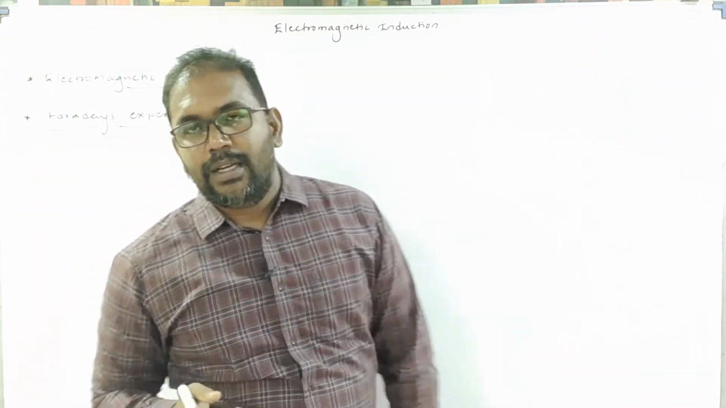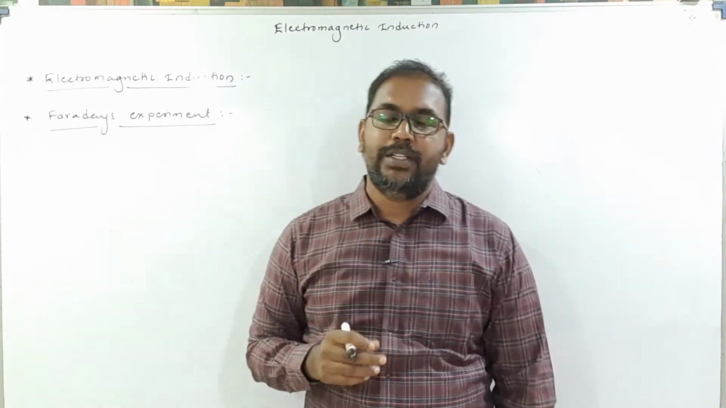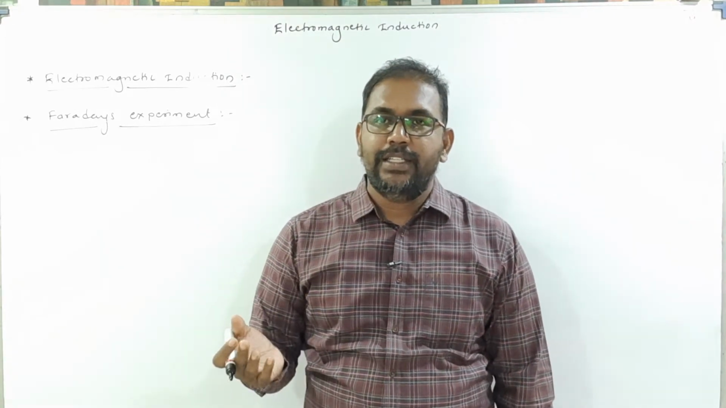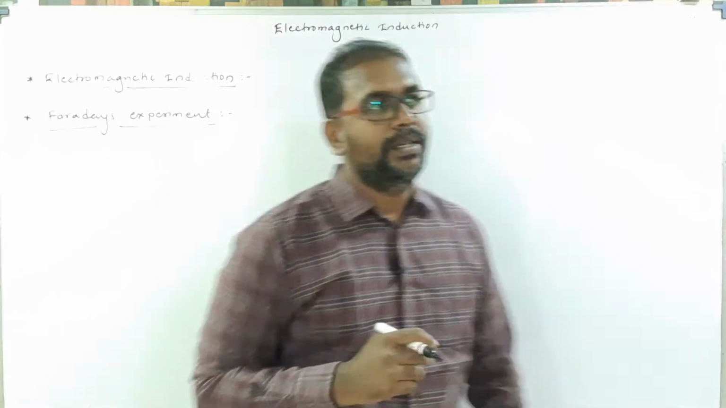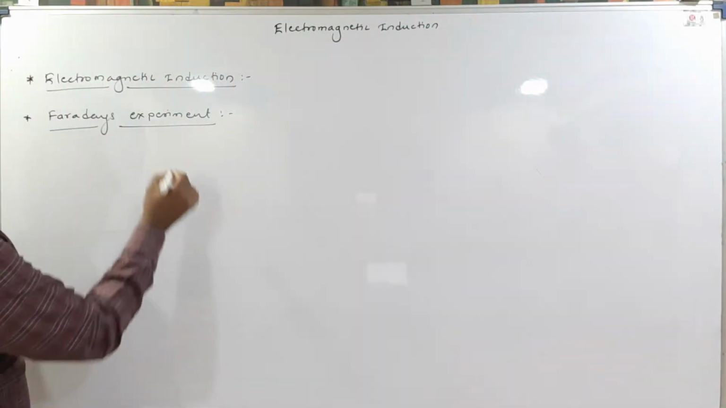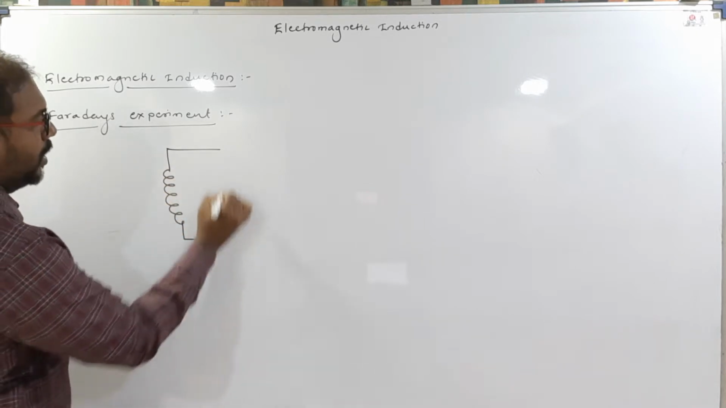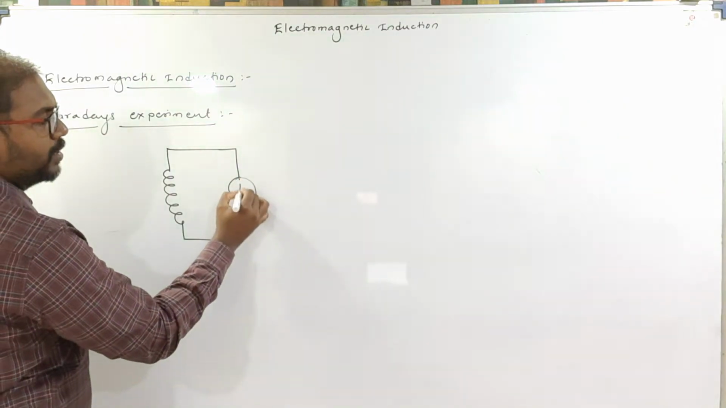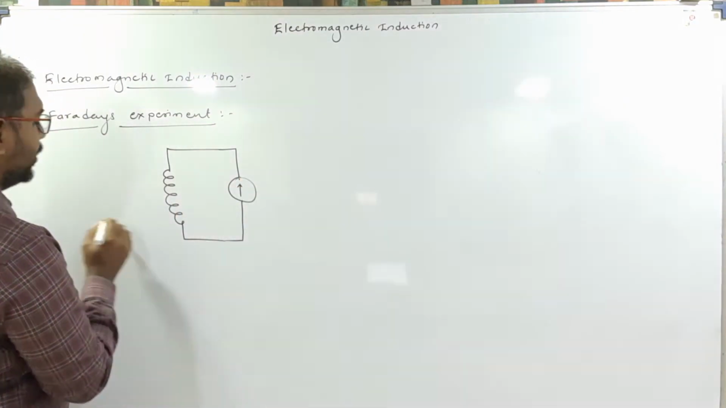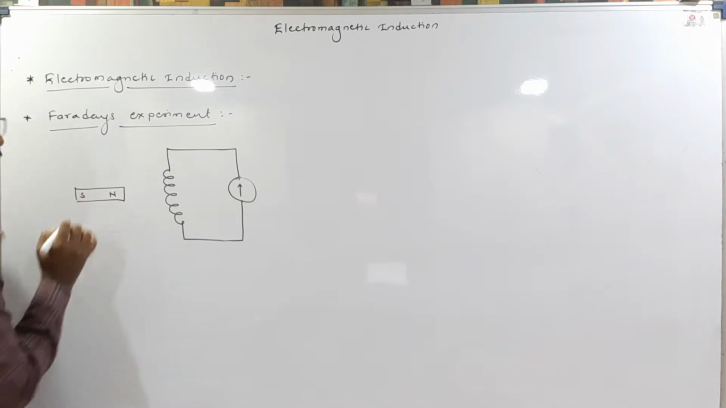Faraday did the experiment by two methods. The first method is the coil-magnet experiment and the second one is the coil-coil experiment. Let me explain the coil and magnet first. I consider this is a coil, and here we attach a galvanometer. This is the pointer of the galvanometer and this is a magnet. This is the N pole, this is the S pole.